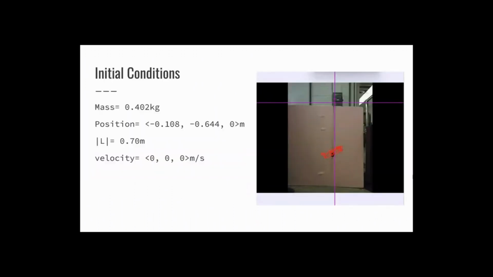So, going on to our observed model. The video was done using Tracker, and the initial conditions had a mass of 0.402 kilograms. Position was negative 0.100 in the x direction, negative 0.644 in the y direction, and 0 in the z direction. L equaled 0.7 meters, and velocity was 0 at the start.